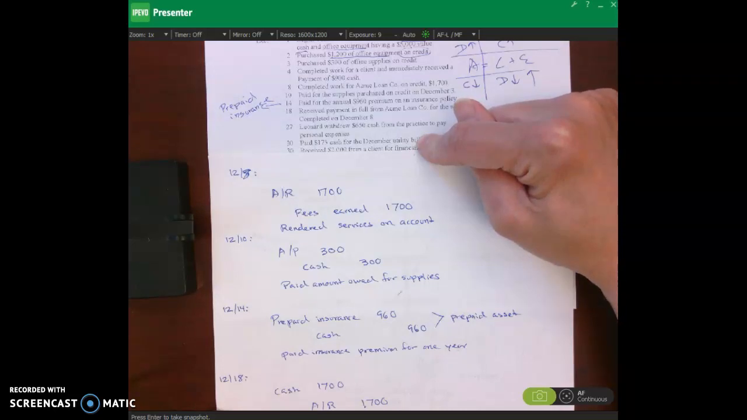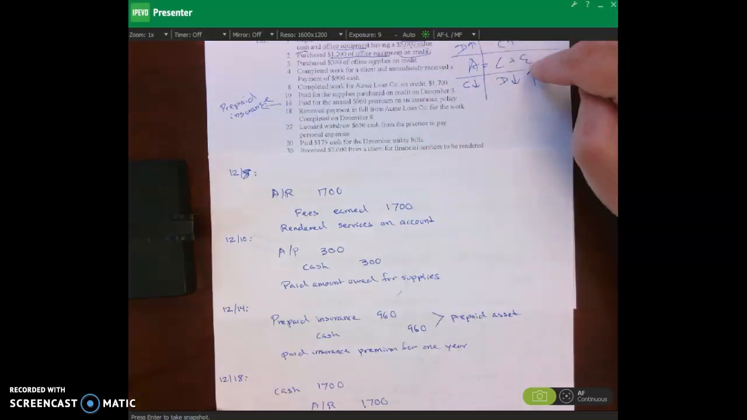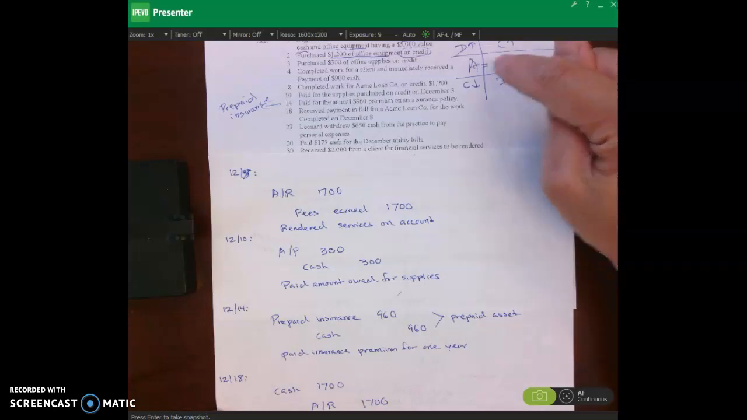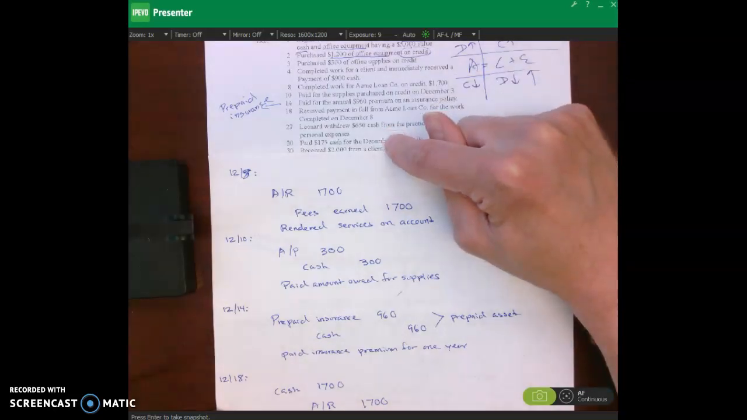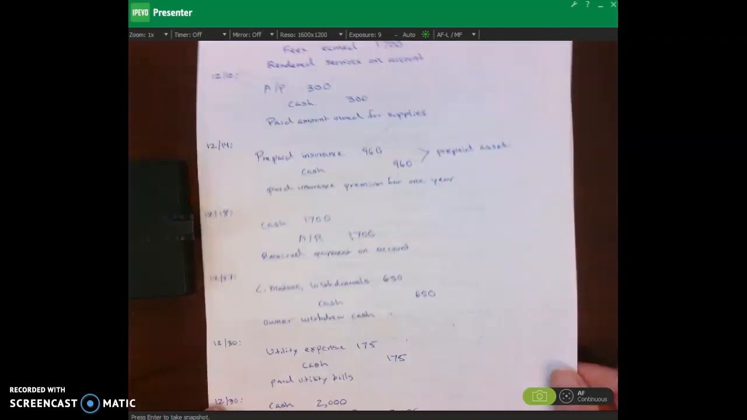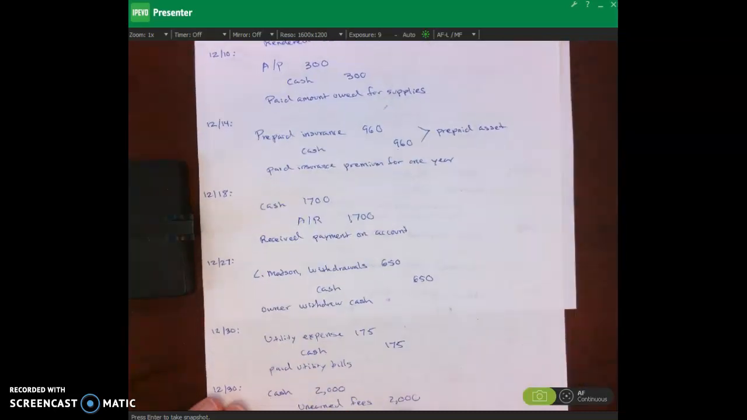With a debit. Why? Because as expenses go up, equity, E stands for equity, equity goes down. So I recognize an expense with the debit. So the right answer for the 30th is debit utilities expense, credit to cash, right over here, 175.